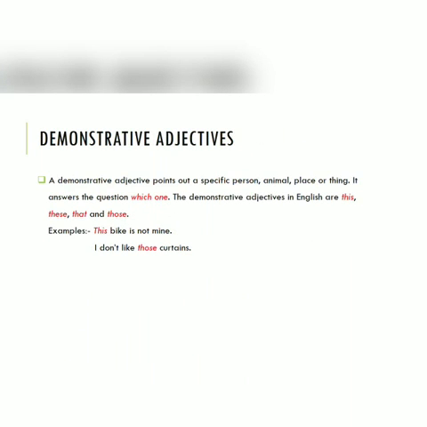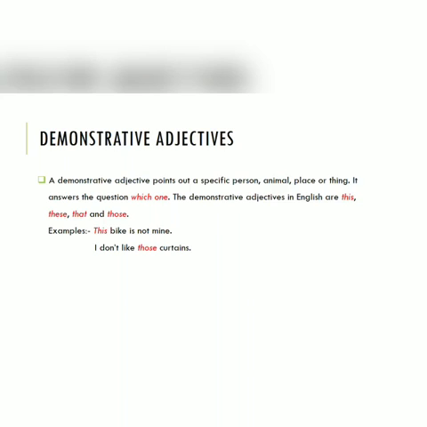Demonstrative adjectives. A demonstrative adjective points out a specific person, animal, place, or thing. It answers the question which one. The demonstrative adjectives in English are this, which is the singular form, these, which is plural, that, again singular, and those, the plural form.